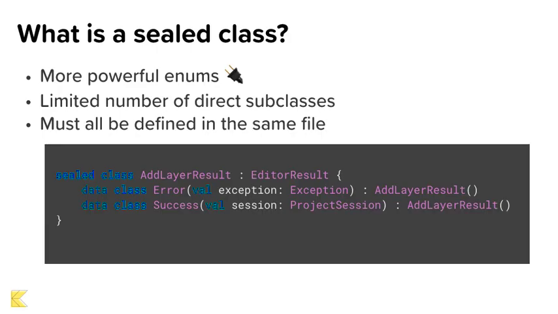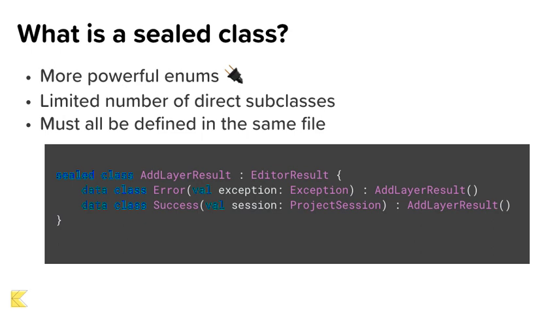So I like to think of them as a more powerful enum. This is not the correct definition though. This is just what I use them as, or think of them like. And basically a sealed class only allows you to have a limited number of direct subclasses. So a little bit confusing, but anything that extends from your sealed class must be in that same file that you define the sealed class in.